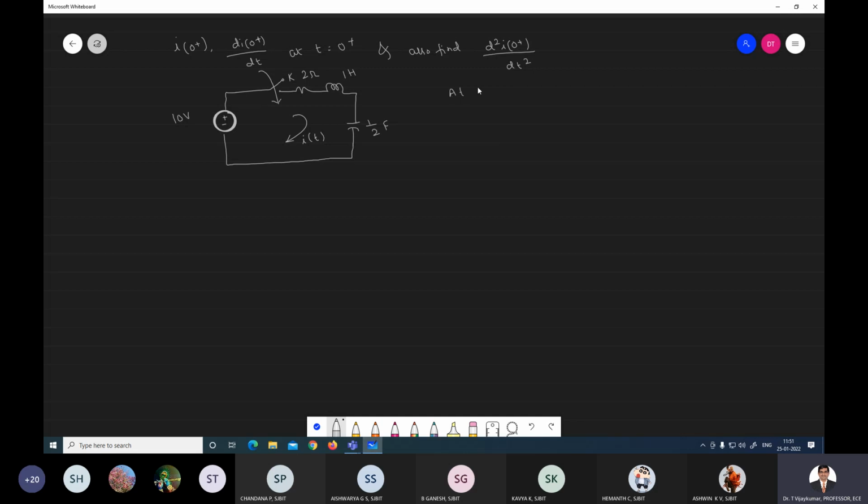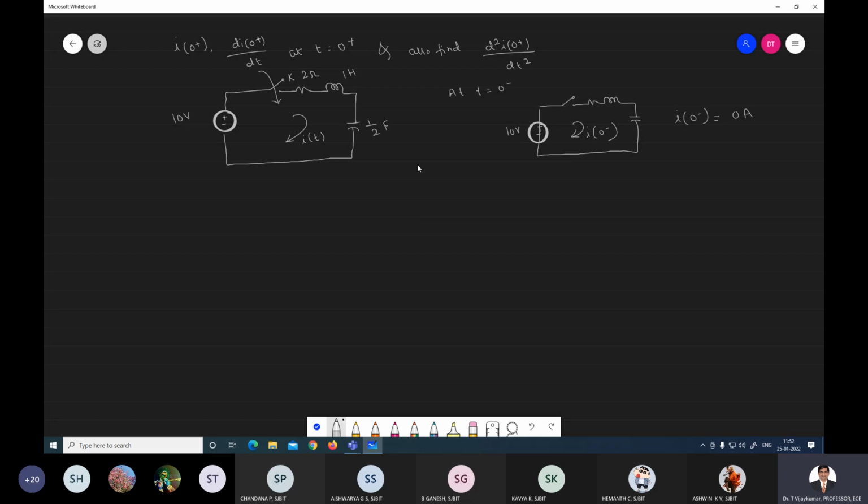At t equal to 0 minus, what is the switch position? The switch is closed at t equal to 0, which means at t equal to 0 minus the switch is open. Then what is the current i(0 minus)? 0 amps. i(0 minus) will be 0 amps.